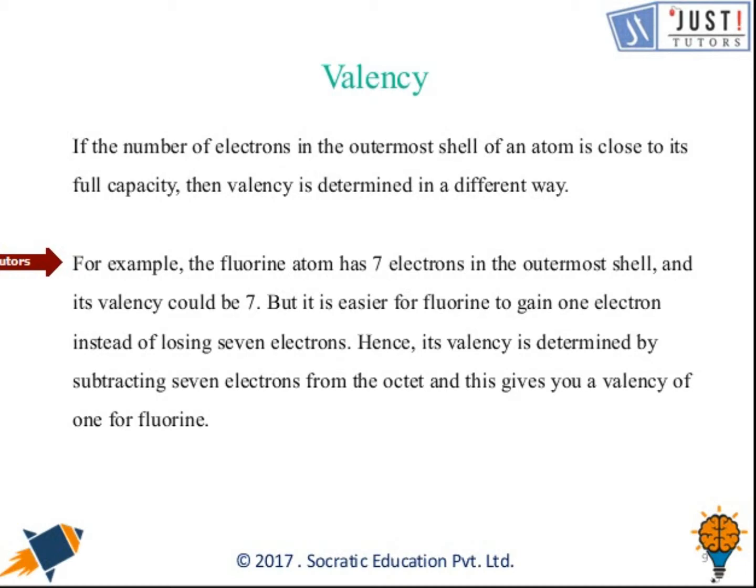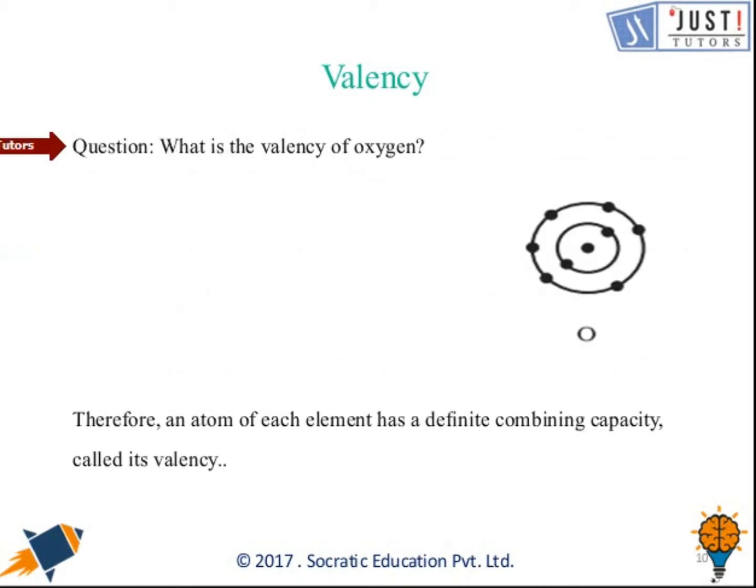So if we talk about fluorine, it has got 7 electrons in the outermost shell and the valency could be 7. But it's easier for fluorine to gain 1 electron instead of losing 7 in order to attain an octet, right? Hence, its valency is determined by subtracting 7 electrons from octet, which gives you the valency 1 of fluorine. So now we'll follow the same rule to calculate the valency of oxygen. So let's give it a try. And to try this question, you can pause the video.